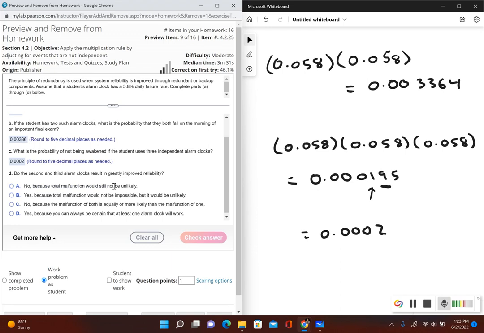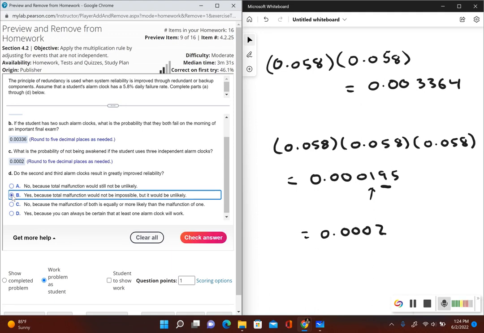And now the last problem it's asking, do the second and third alarm clocks result in greatly improved reliability? Okay, well, if you just had one alarm clock, the daily failure rate would be 5.8%. Now, if two alarm clocks, if I change that probability into a percentage, that would be 0.3%. Then if I had 3 alarm clocks, that would be 0.02%. So the second and third alarm clocks, they do greatly improve the reliability. So yes, they do.